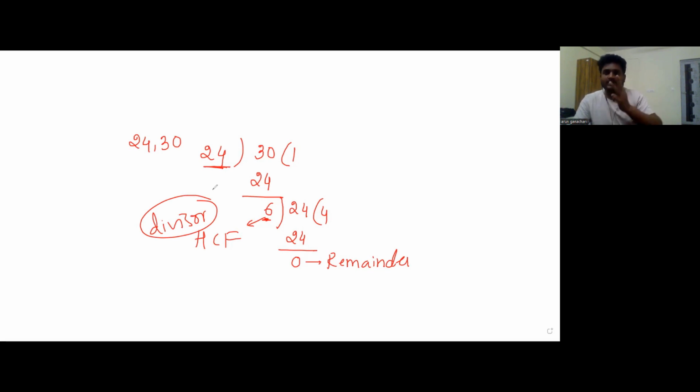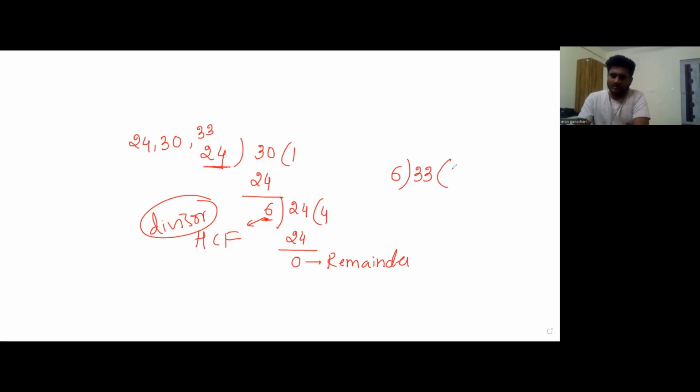Now, if we had 3 numbers, let us say 24, 30 and 33. What we will do is first find the HCF of 24 and 30. Whatever that HCF is, we will take it. What is the HCF now? 6. Then we will divide the third number.